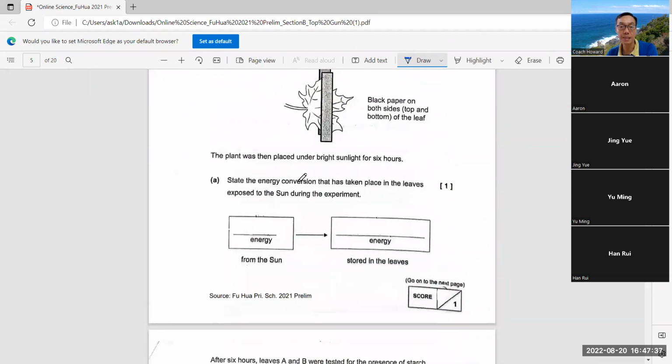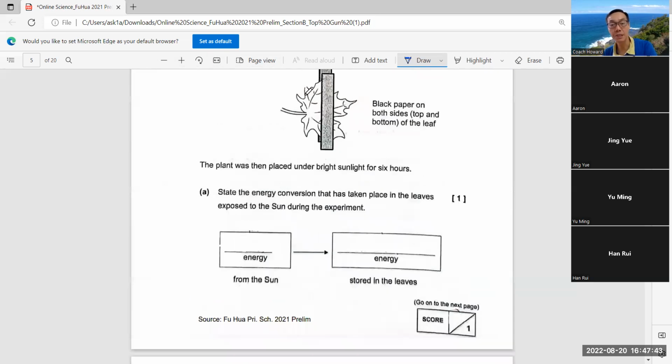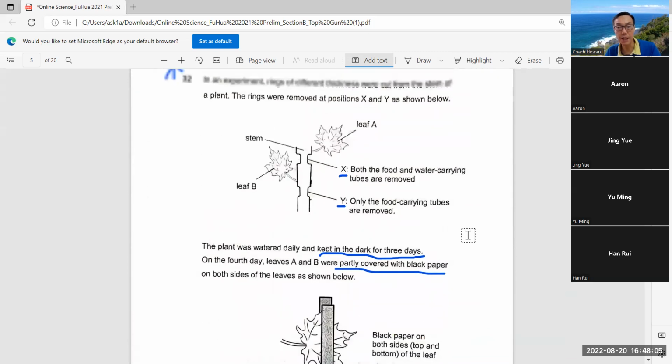So number 1, state the energy conversion that has taken place in the leaf exposed to the sun during the experiment. So the first one is very easy, right? So this is light energy, and it's stored in leaves. So we know that during photosynthesis, the plant makes food. So it's called chemical potential energy. Or if you write potential energy, you also get the mark. Okay, chemical potential energy.